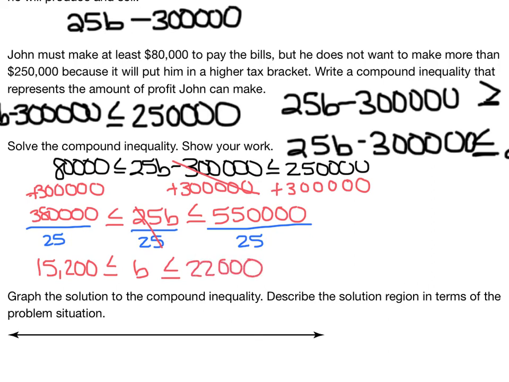So what does this represent right here? This left side represents the least amount of bushels he can sell to earn $80,000. This represents the maximum amount of bushels he could sell to earn up to and including $250,000. So if he sells 15,200 bushels, he would make $80,000 a year. If he sold 22,000 bushels, then he would make $250,000 a year, and that would be a good year.